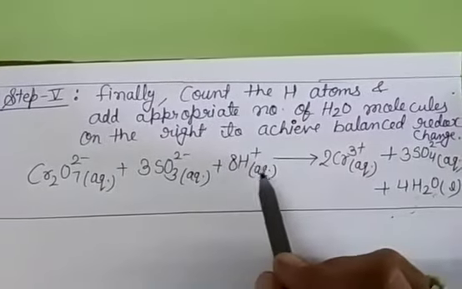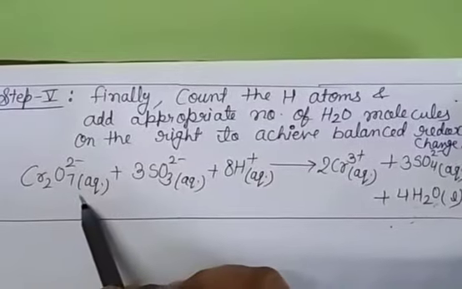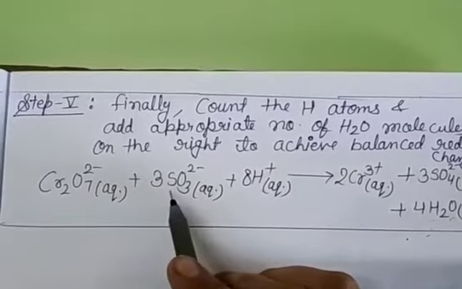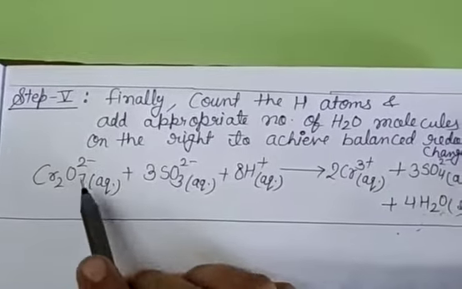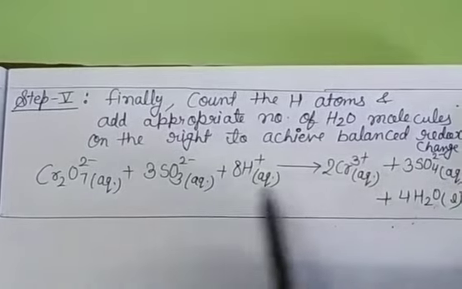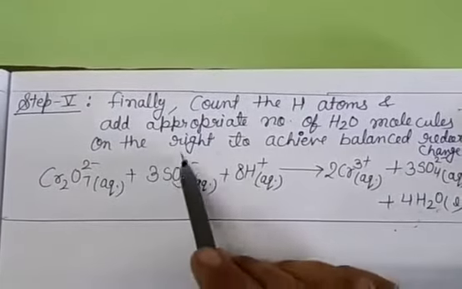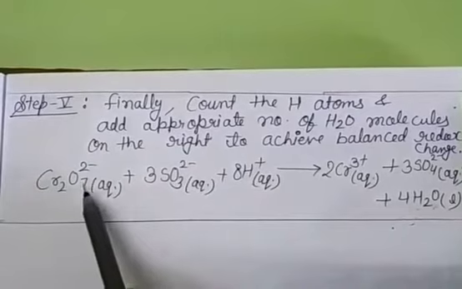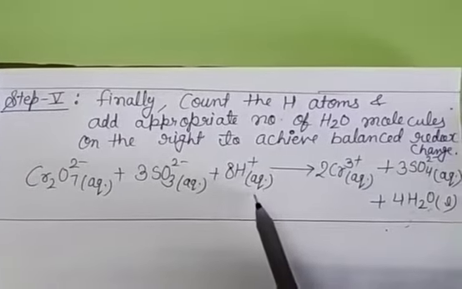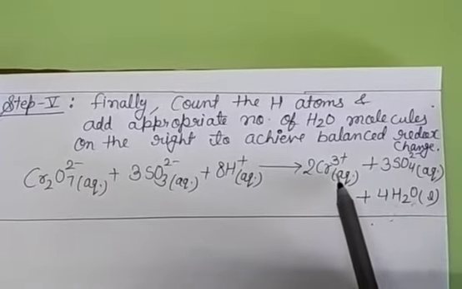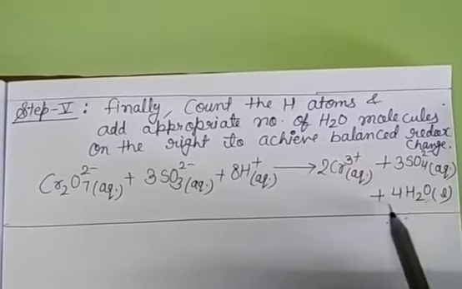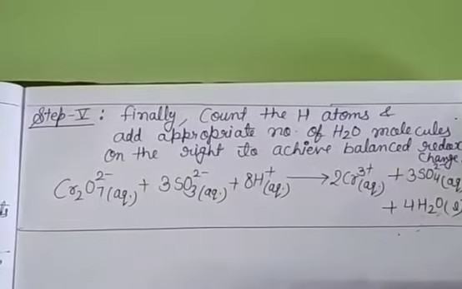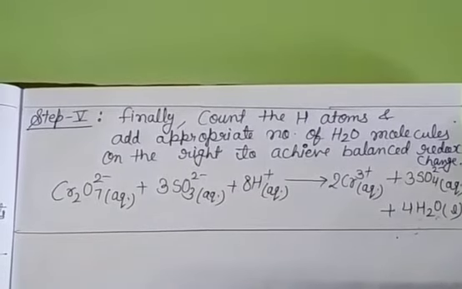So here 8 H plus, and then 6 and 3 is 9, then 7. So count the total oxygen atoms and then the hydrogen balance, and then on the right side add water to achieve the balanced redox change. So the equation we find is Cr2O7 2 minus plus 3SO3 2 minus plus 8H plus converts into 2Cr3 plus plus 3SO4 2 minus plus 4H2O. So this is the balanced redox reaction we have to find. So next topic I will explain in the next video. Thank you so much.